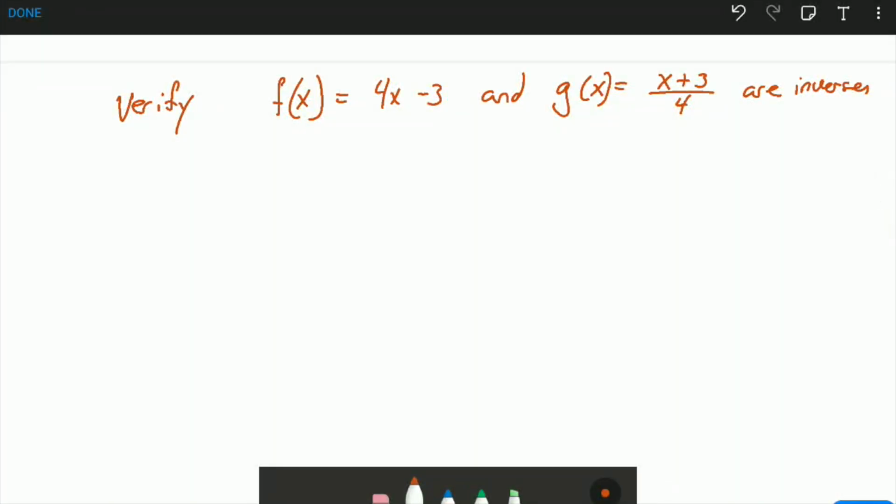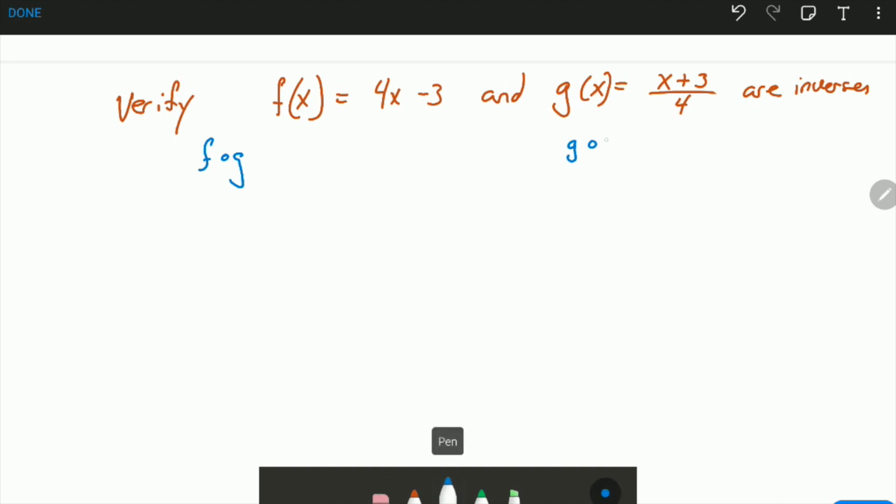Okay, so in this final example, we are going to be verifying that the function f of x and the function g of x given here, 4x minus 3 and the sum of x plus 3 divided by 4, are inverses of each other. We're going to do this by using the definition of inverses, meaning that we do the composition of f with g and g with f.